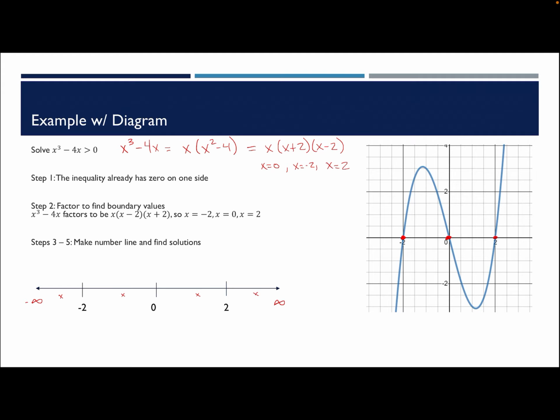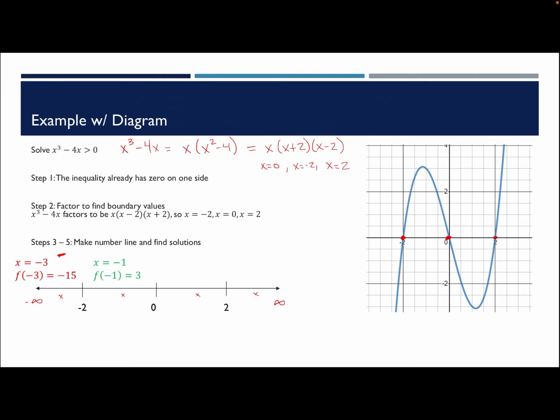So our first boundary is from negative infinity to -2. So you can choose any value that's less than -2. I would choose x equals -3. If you substitute -3 into that function, you get -15. You only care about the sign, so that's going to be just a negative.